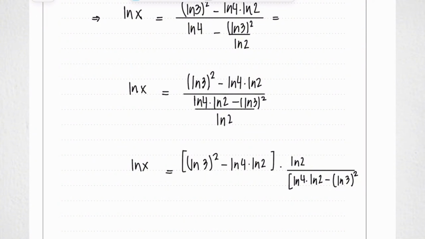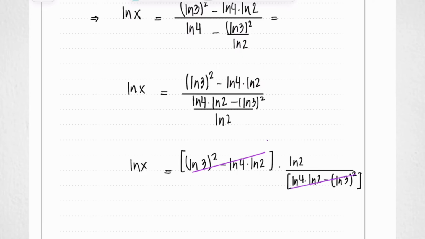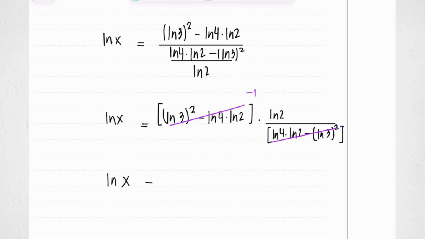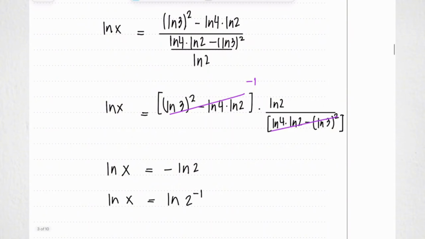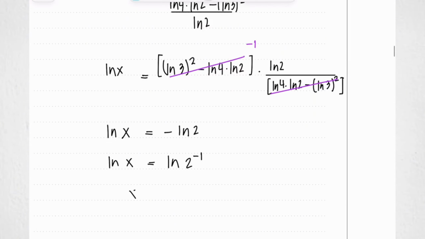Now, these terms that we can simplify are these, but do be careful because this simplification leads to -1. Do notice that this is equal to this times -1, or the other way around, of course. So we get ln of x equal to negative ln of 2, which means that ln of x is ln of 2 to the -1, also known as 1 over 2. Therefore, x is equal to 1 over 2.